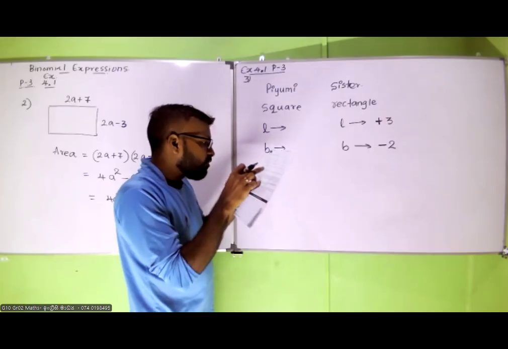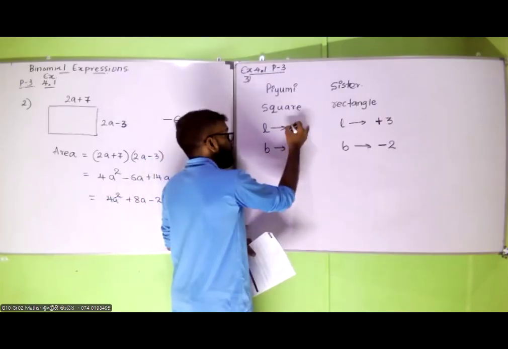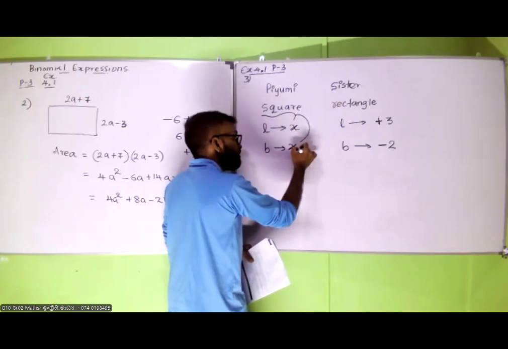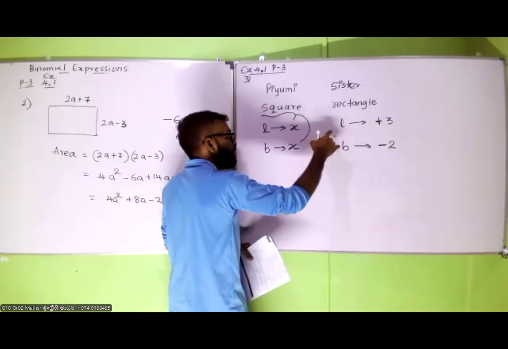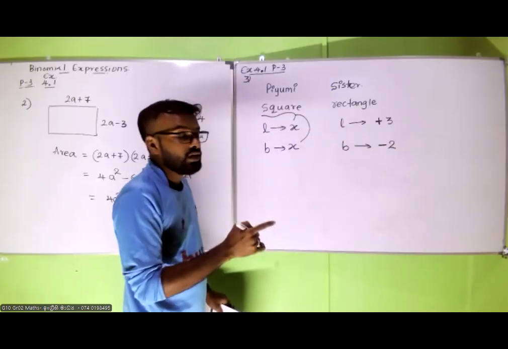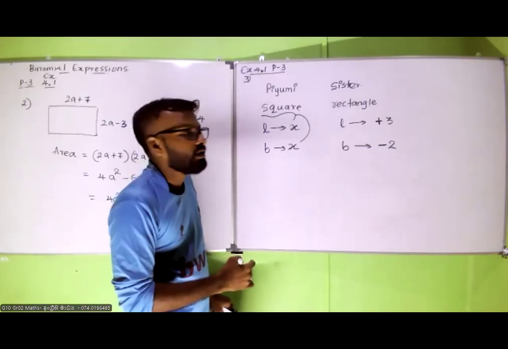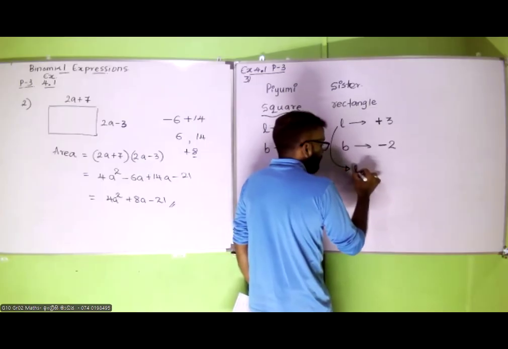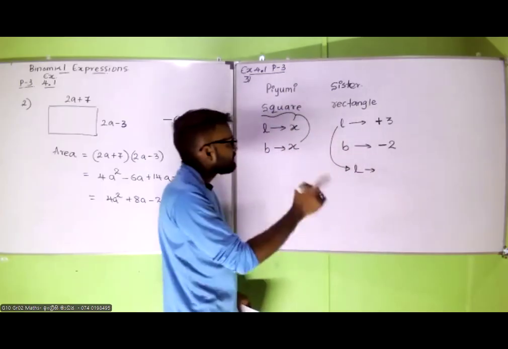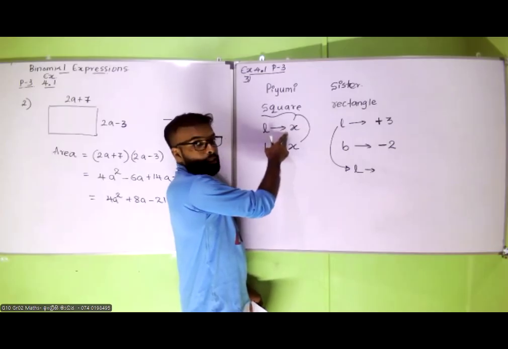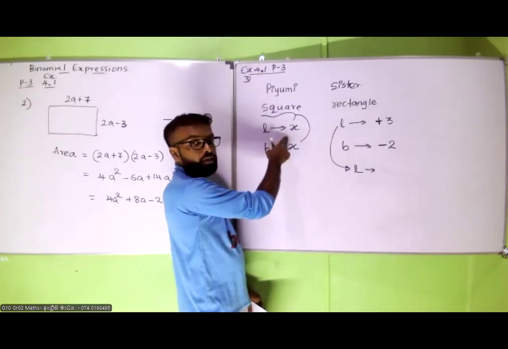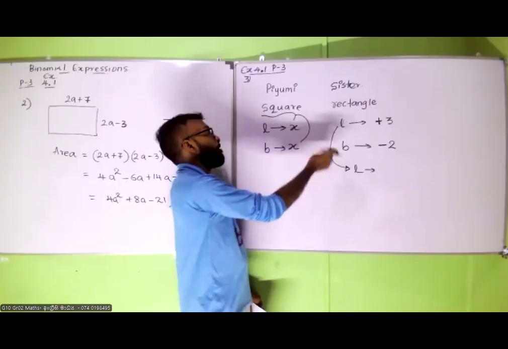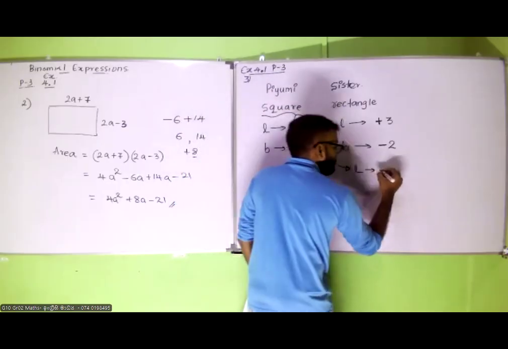Taking the length of one side of the square as x, this one equals this one, x and x. So how do we redefine the length and breadth of the rectangular flower bed? The length will be x, which is Pumi's square, but the sister's is 3 more, so it's x plus 3.